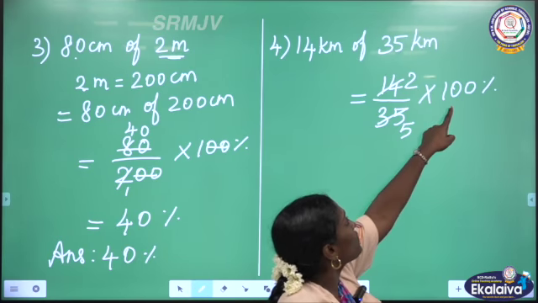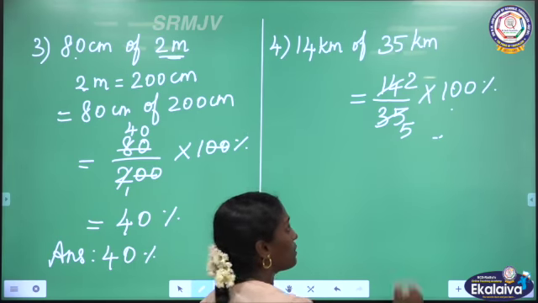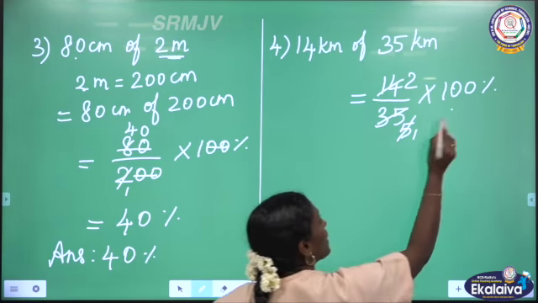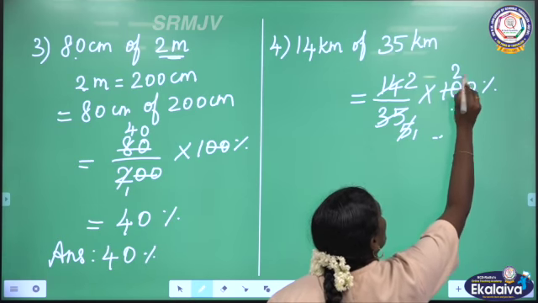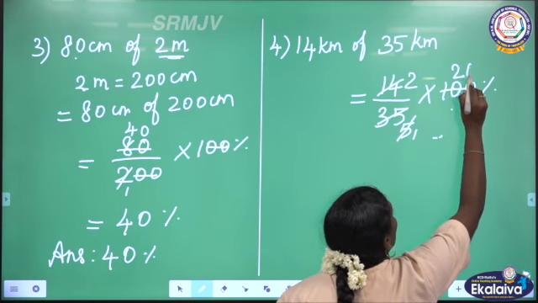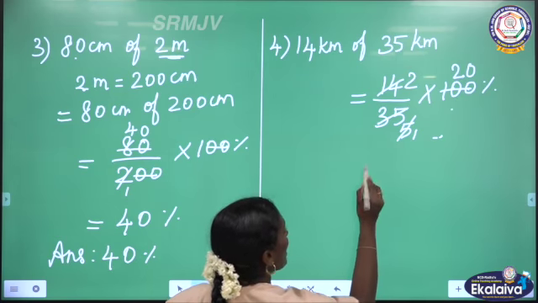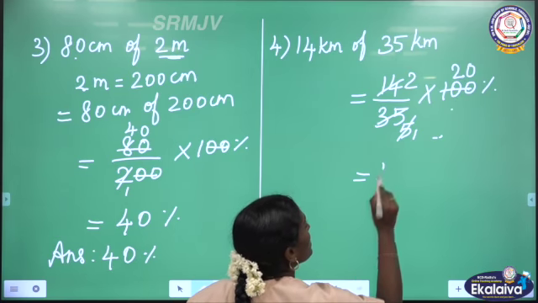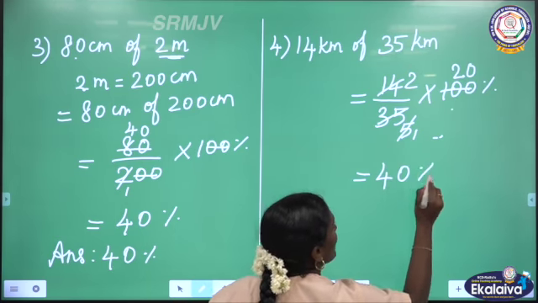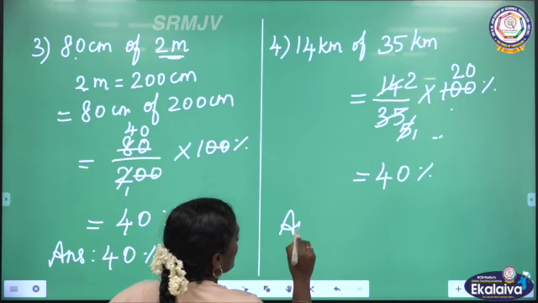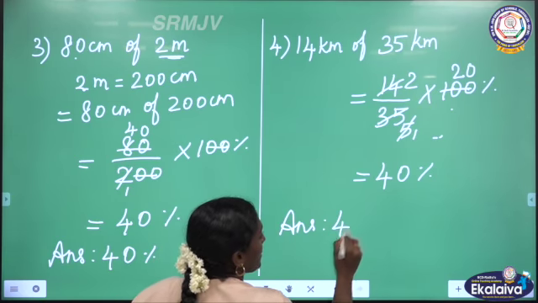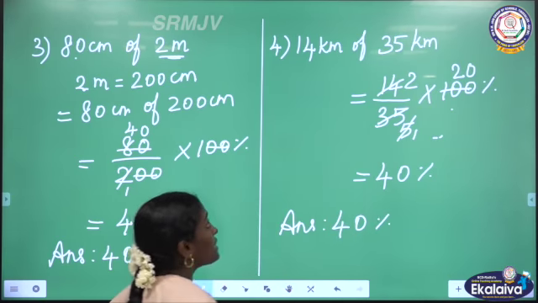Again we can reduce 5 and 100 in 5 table. In 5 table 1 times 5. Here in 100, 2 times 5, 2 5s are 10. Then we have to add 1 0. Now in numerator we are having 2 and 20. 2 20s are 40. So the answer is 40 percentage. Is it clear, children?